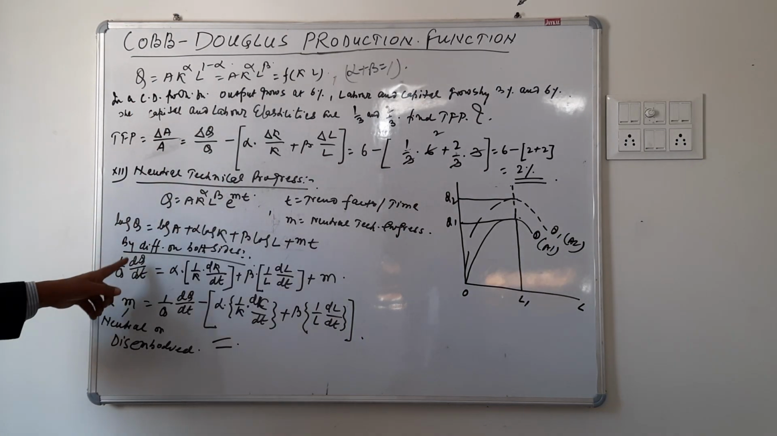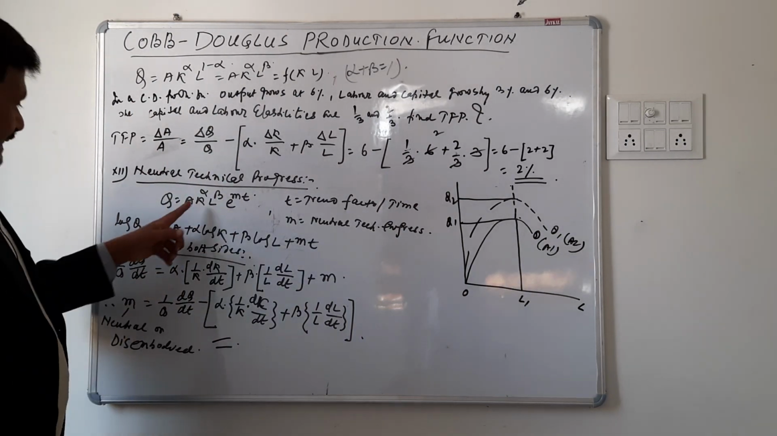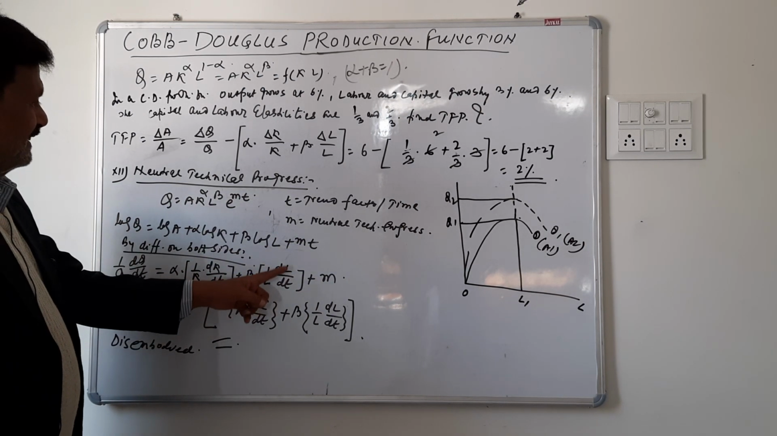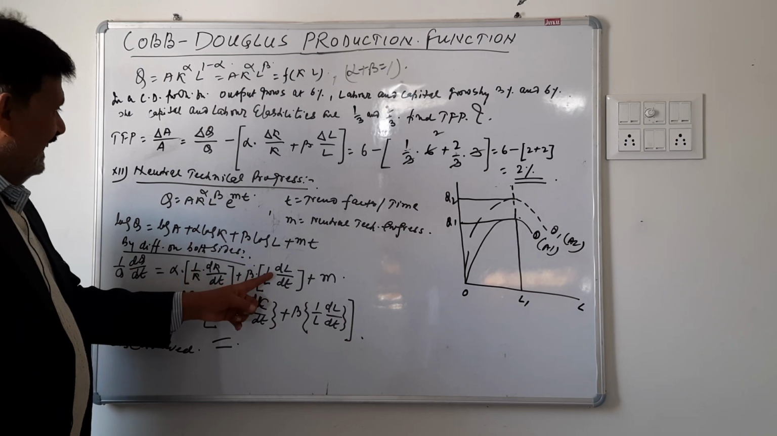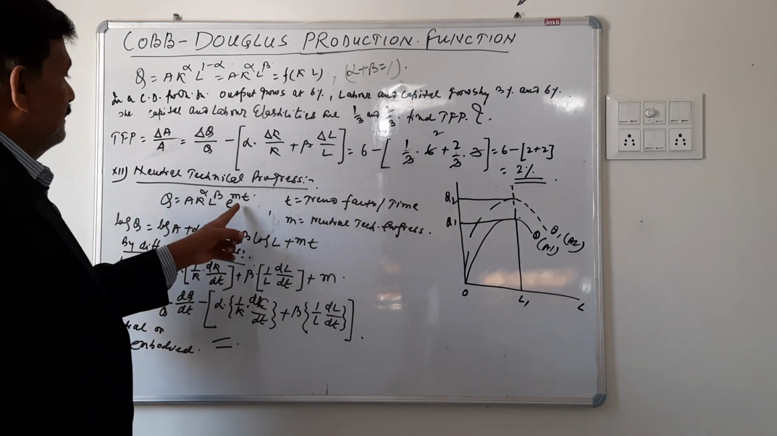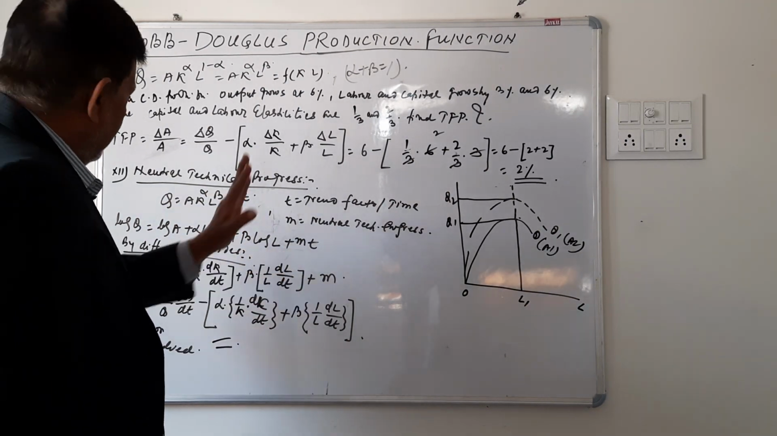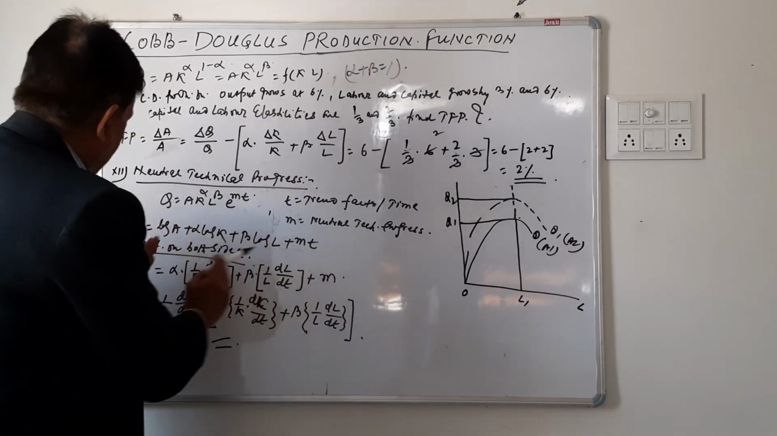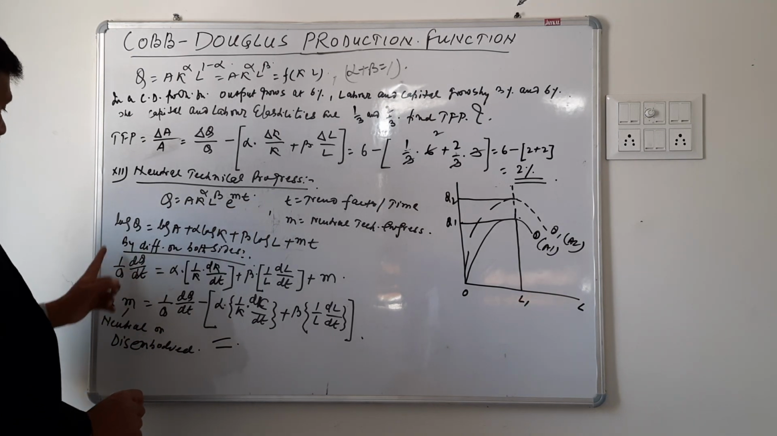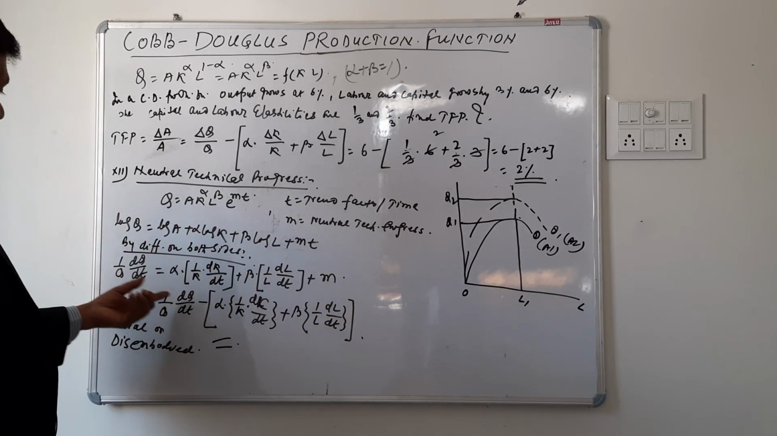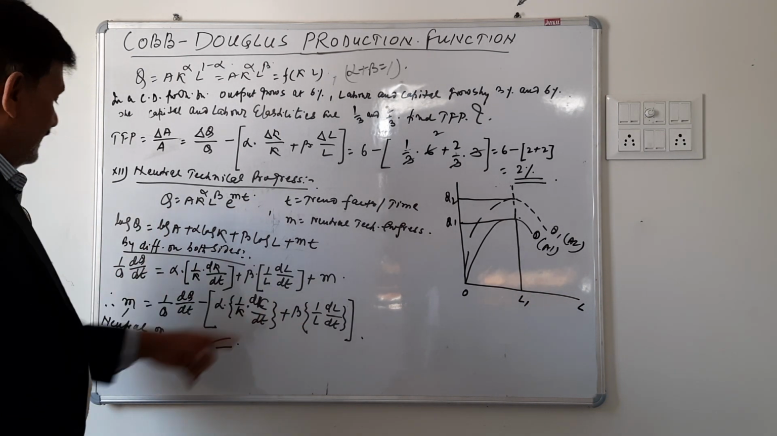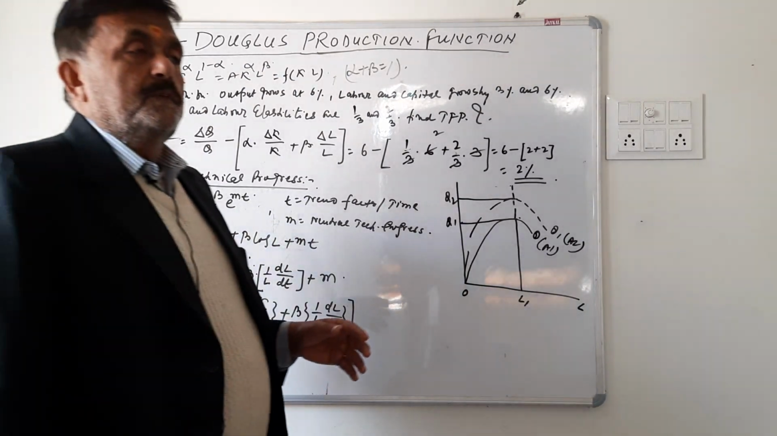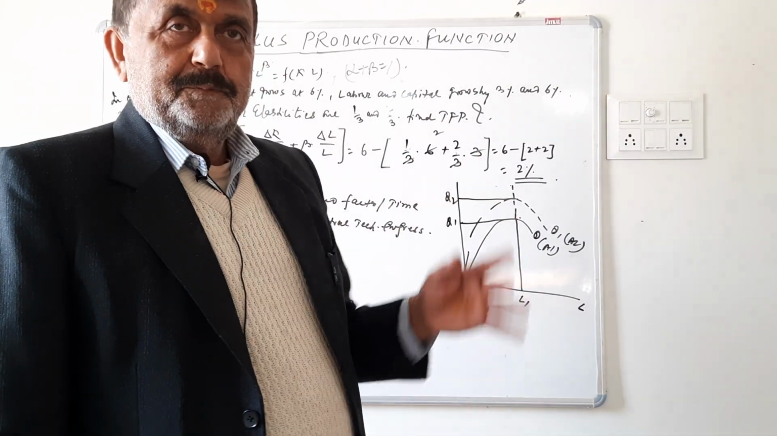So this is 1 by Q dQ by dt. This is the differentiation with respect to L, this is the differentiation with respect to K, and this is mt, whose differentiation is m. Now we have to find this m, so this whole portion has to be subtracted from this one. So m is this minus this one. This is the measure of neutral or disembodied rate of growth in the Cobb-Douglas production function.